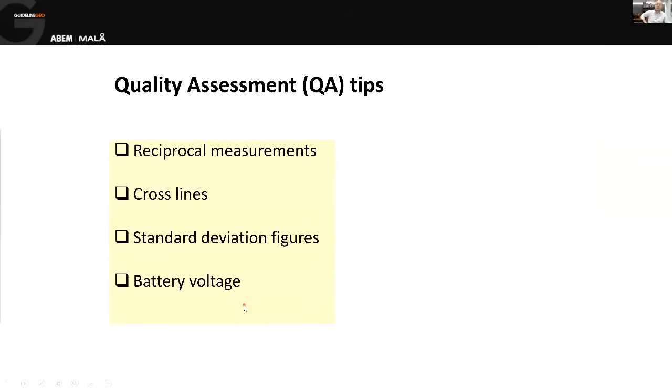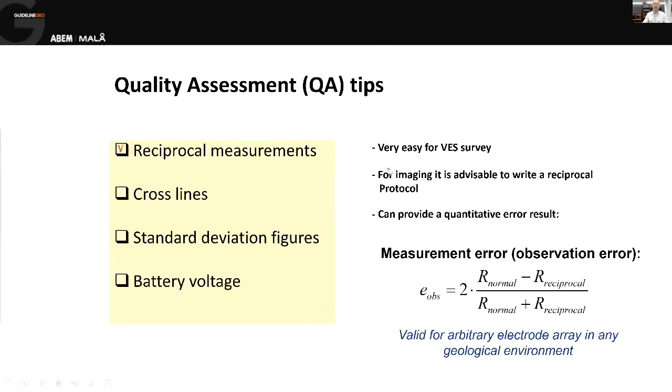So what can we do to ensure that we're collecting good data while we're in the field? Well, there's a number of things. First thing we can do is we can take what we call reciprocal measurements. So this is very easy for a VES survey because we only have 4 electrodes. With a reciprocal measurement, we are swapping the position of the current injectors and the voltage measurement pair. So whereas before we had C1 and C2 on the outside and our potential pair in the middle, we then put the potential pair on the outside and the current injectors in the middle.